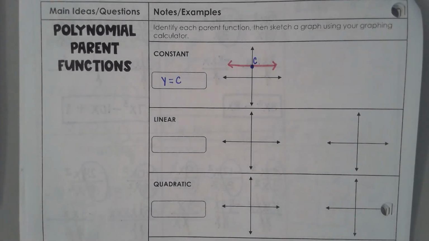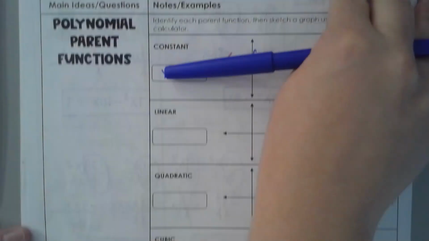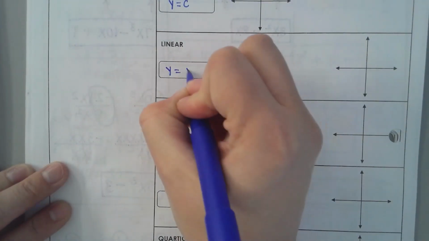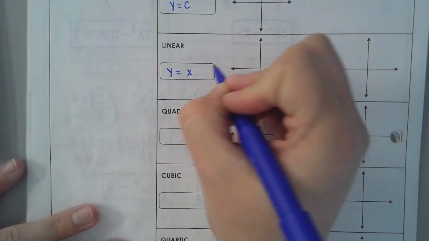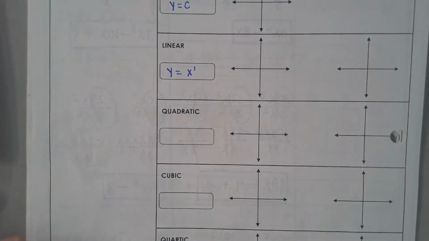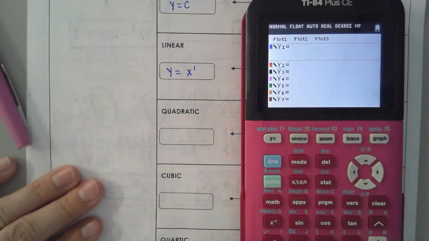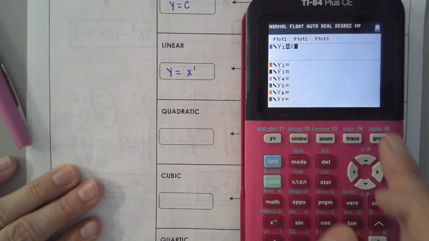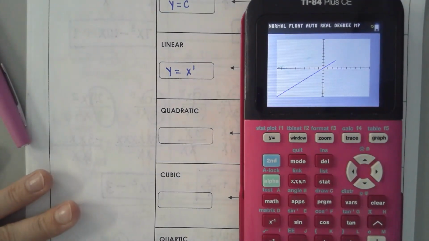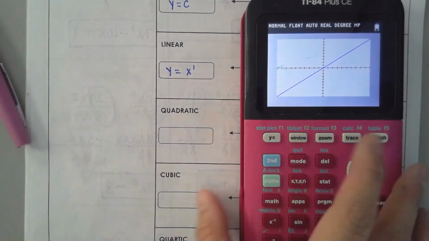The next one we talked about was linear. That's when the degree is 1. So like y equals x to the first power. You don't really need that one. So the parent function, nothing else is added. It's just x. Let's look at the graph. Y equals x. So that's the original parent function.